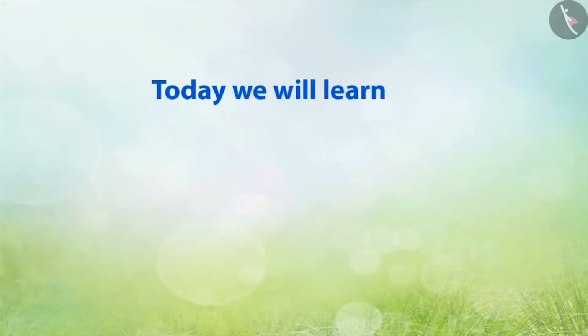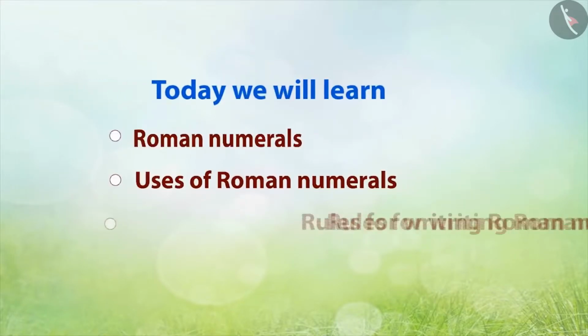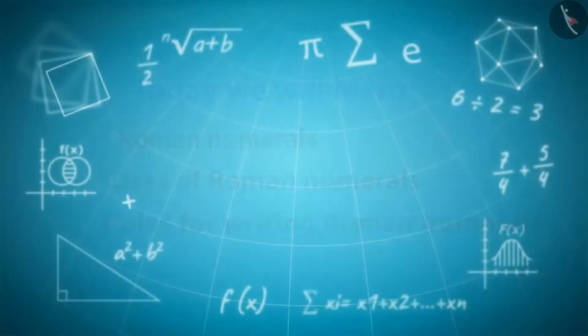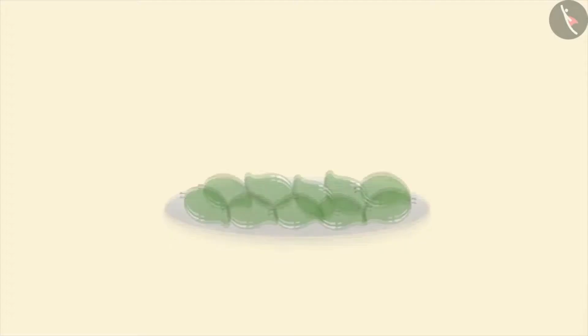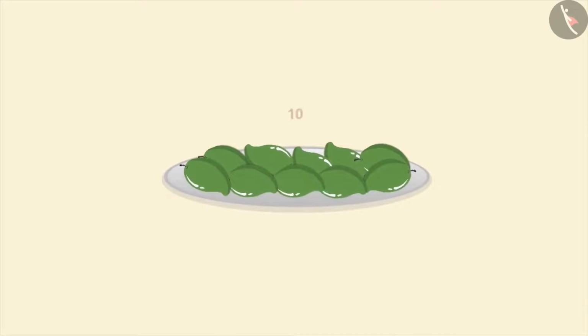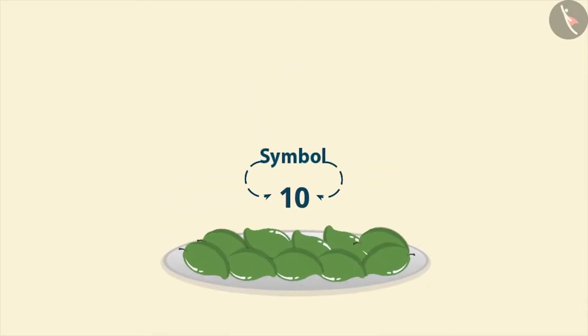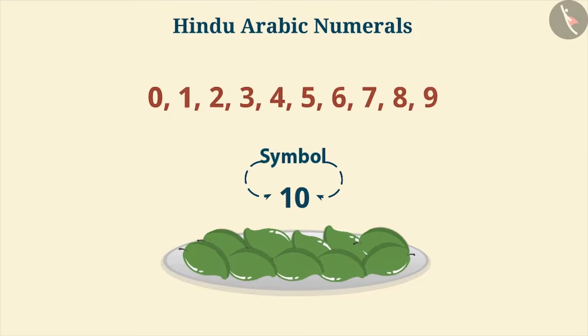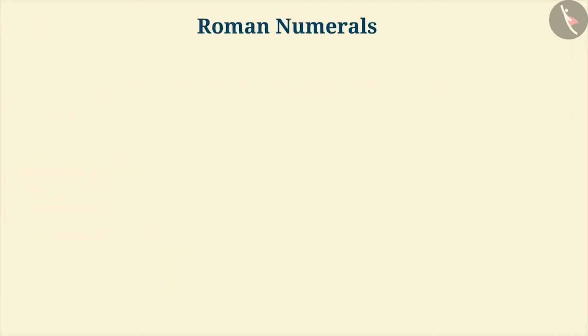Today we will learn what are Roman numerals, their uses and the rules for writing them. In order to count, we need numbers, and to express the numbers, we need symbols. We use the Hindu-Arabic numeral system to express numbers using digits from 0 to 9. There are similar methods to express numbers. In this video, let us talk about an ancient system which is called Roman numerals.